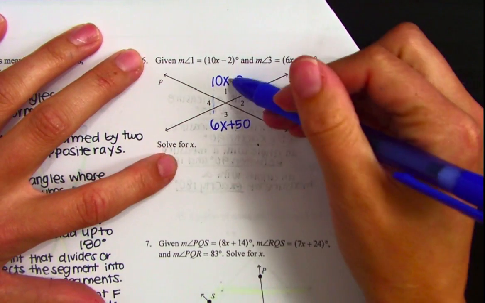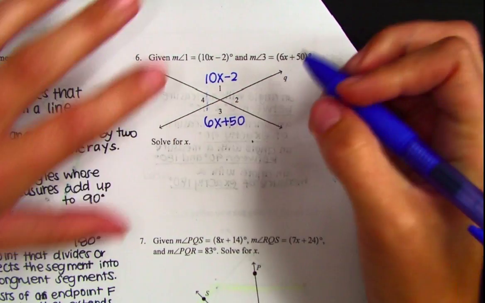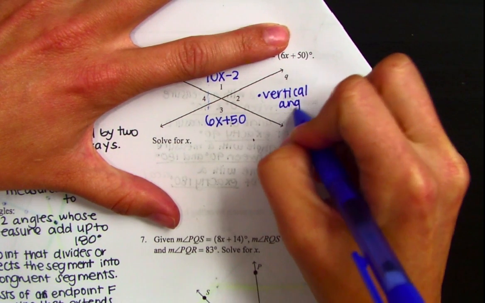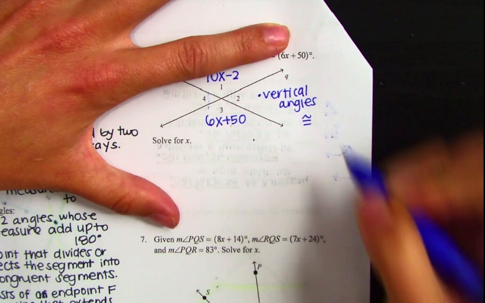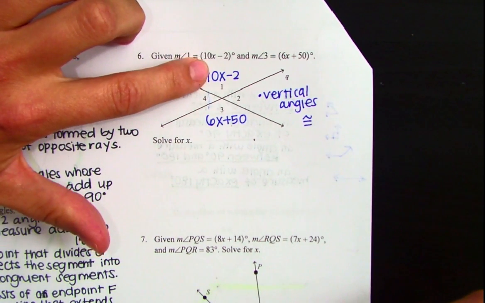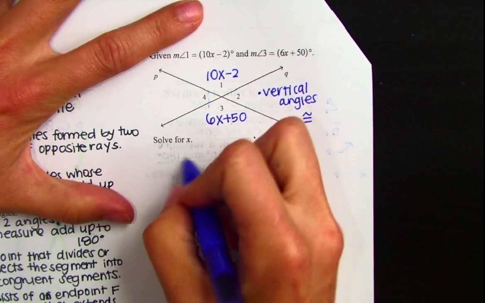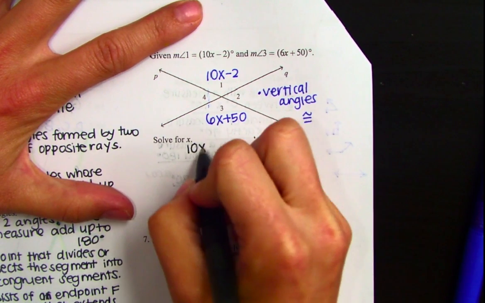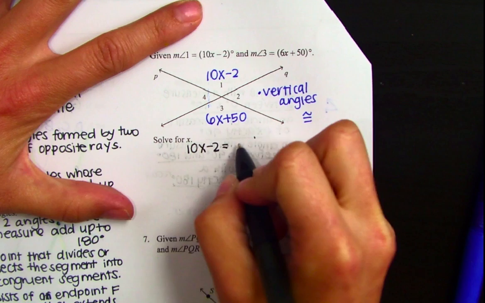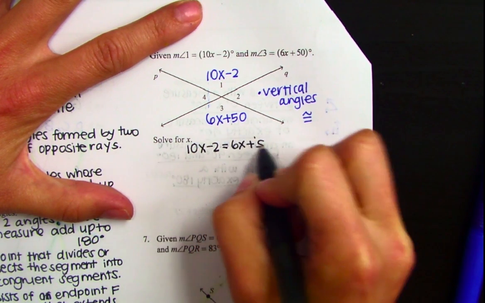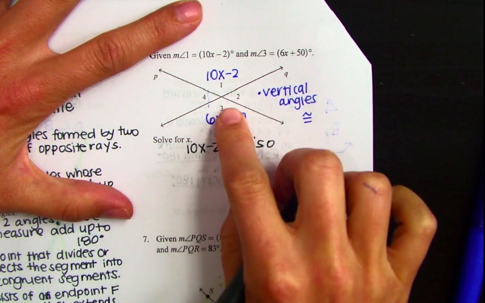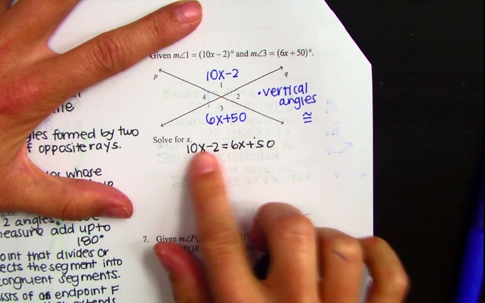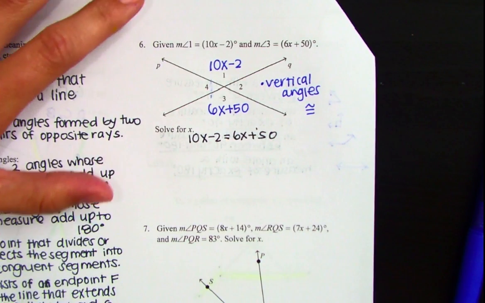So these are what we call vertical angles. And vertical angles are congruent. So we're going to go ahead and set this angle measure equal to this angle measure. So to set up my equation, it will be 10x minus 2 is equal to 6x plus 50 because vertical angles, when they're opposite like this, those are congruent angles, equal in measure.